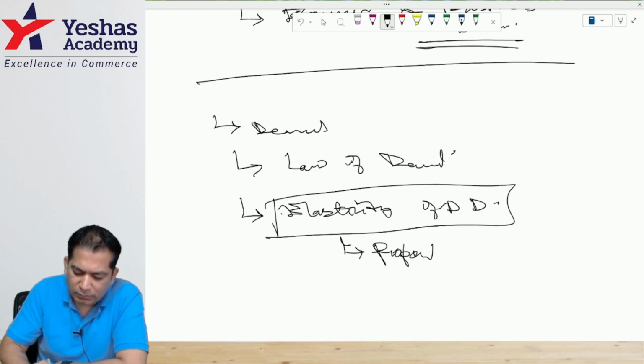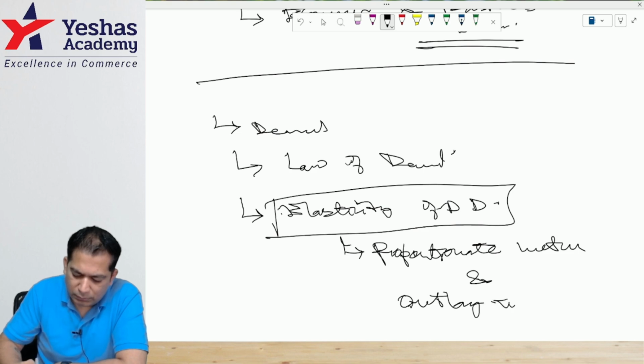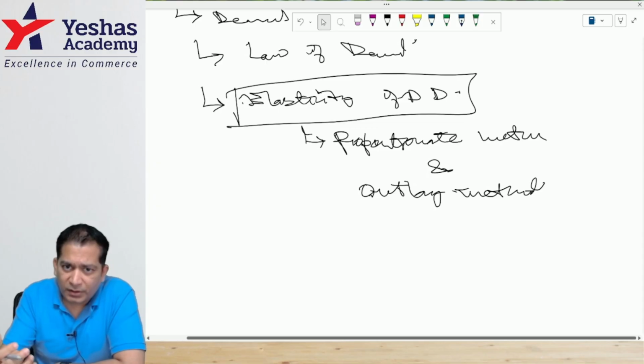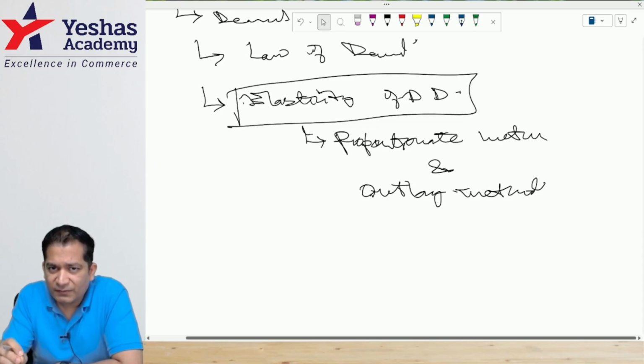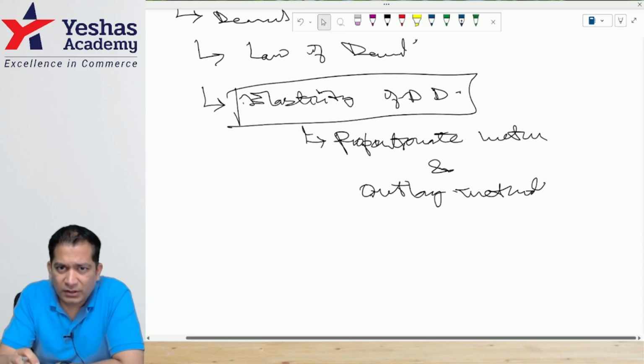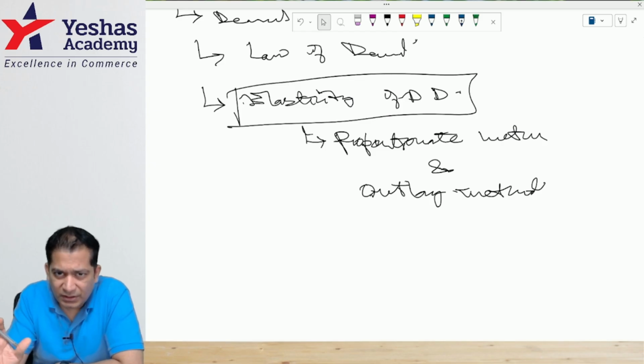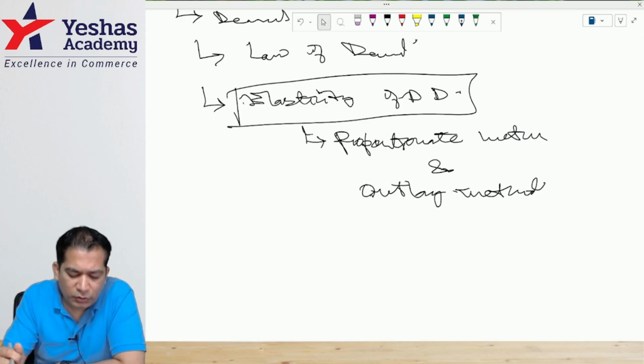And what I found is that an important focus under elasticity of demand is given on the proportionate method and outlay method, because the outlay or the expenditure method, if you understand it, its relevance is also there in terms of revenue of the seller. That is there as a part of your chapter 4.